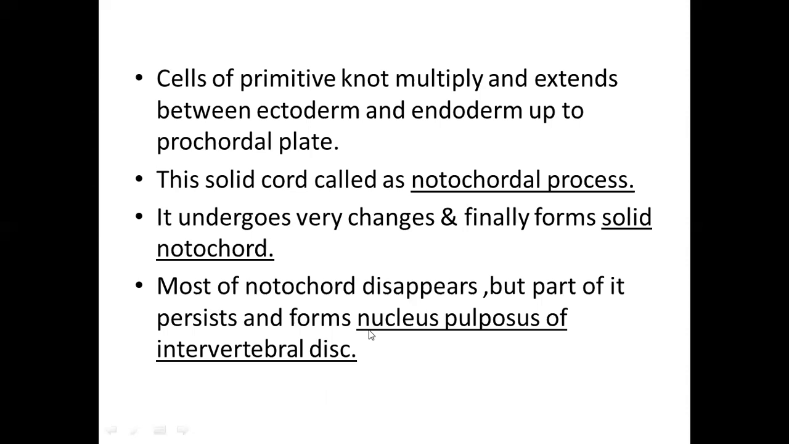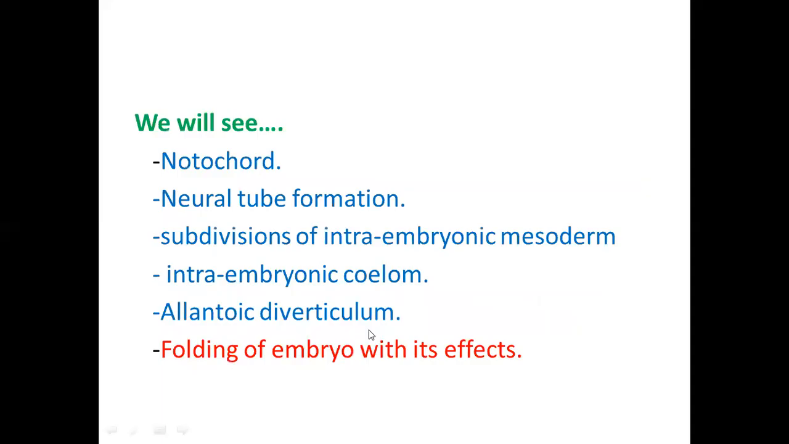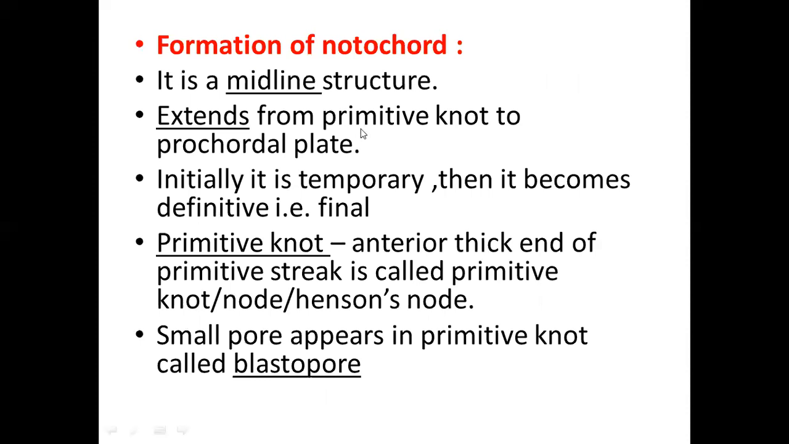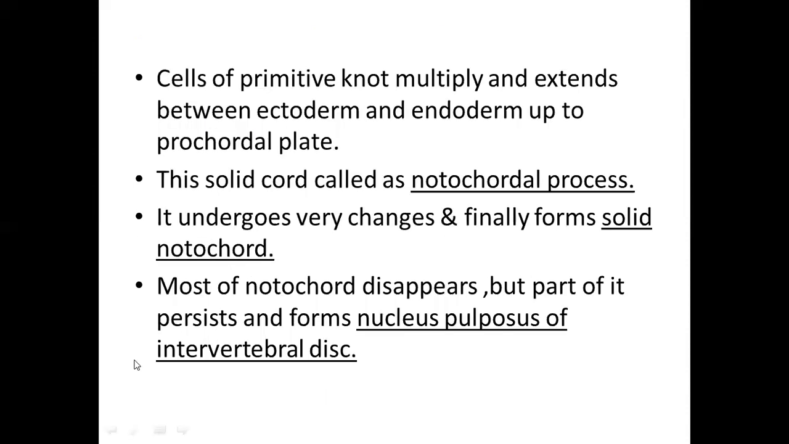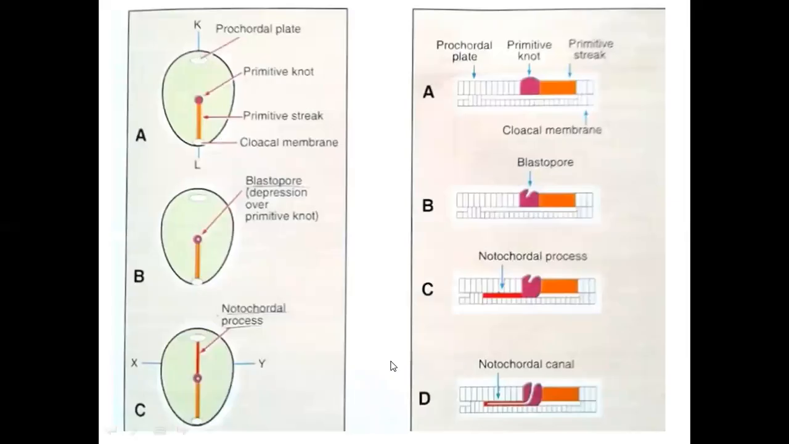So in this way, we have seen what we mean by notochord. It is nothing but the elongated structure coming from the primitive knot to the procordal plate. Initially it is temporary, then it becomes final. The remaining structure, the remnant, forms the nucleus pulposus of the intervertebral disc.